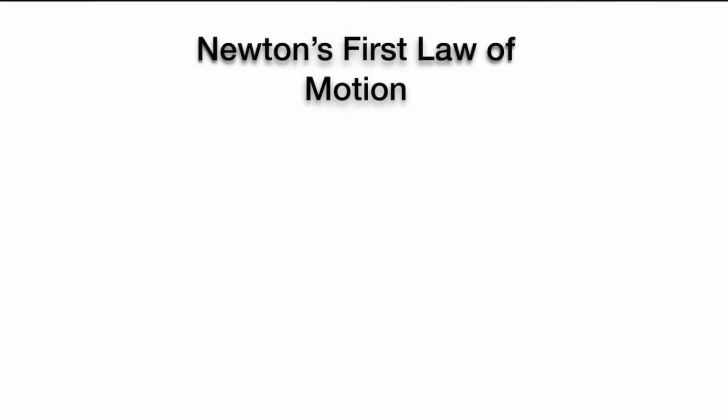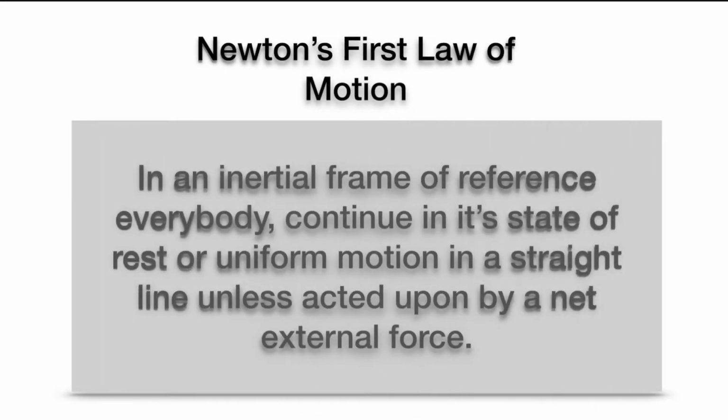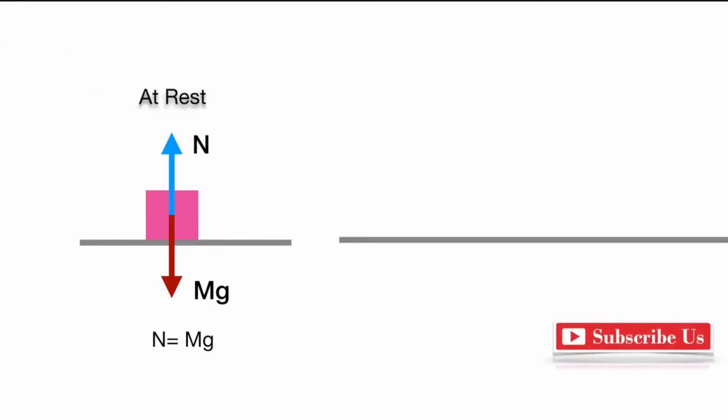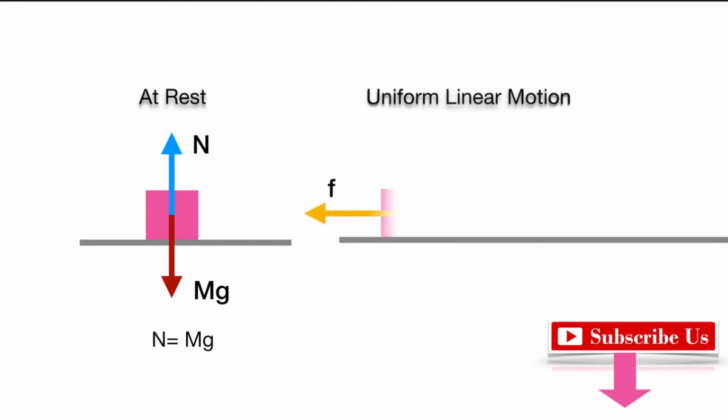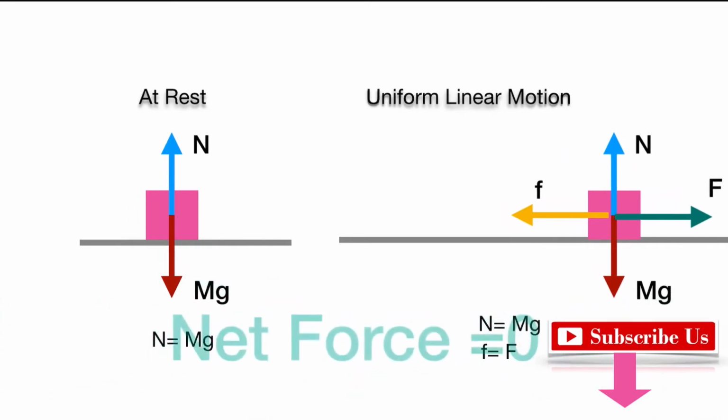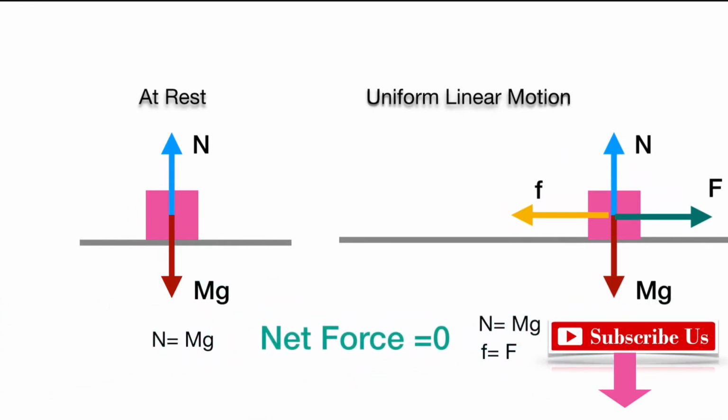As per Newton's first law of motion, in an inertial frame of reference, every body continues in its state of rest or uniform motion in a straight line unless acted upon by a net external force. Or in other words, if an object is at rest or moving with a uniform linear motion, then the net force acting on it will be zero.